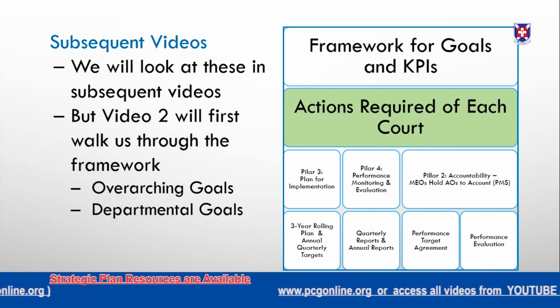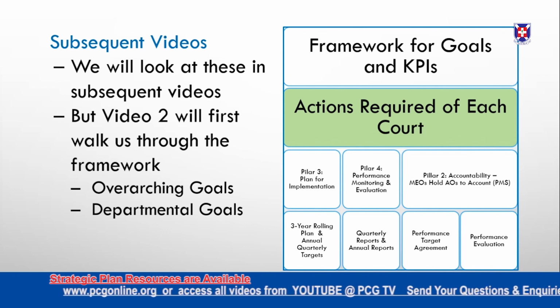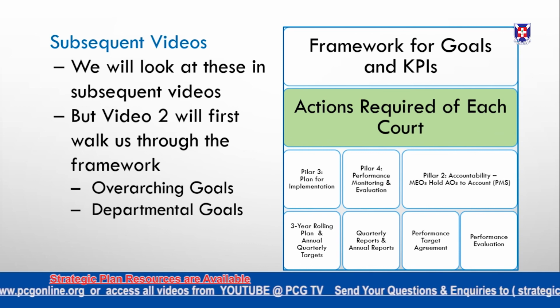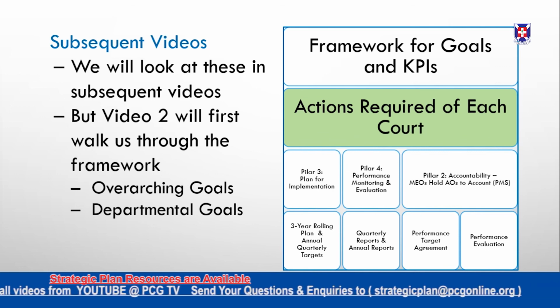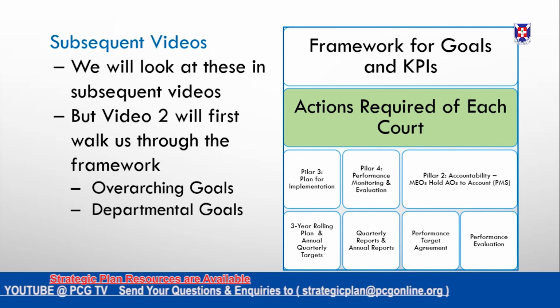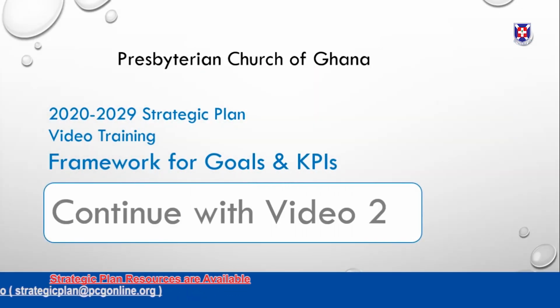So subsequent videos will look at these elements that we've displayed here, what we need to do. So far, we've looked at what has been given to us. From now on, we are going to look at what we need to do to take these processes forward. But video 2 will first describe in a little more detail the overarching goals and departmental goals for us, before we go into the actionable areas. So we'll continue with video 2, looking at the overarching goals and the departmental goals in a little more detail.